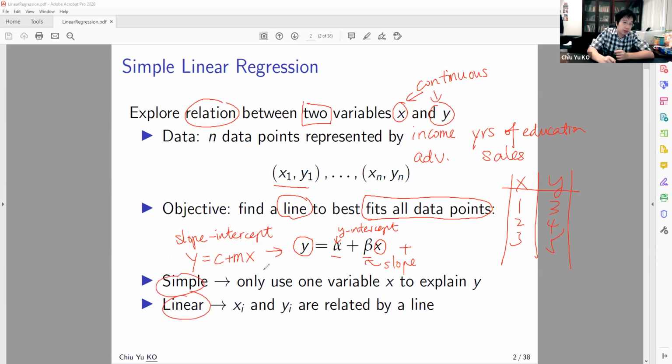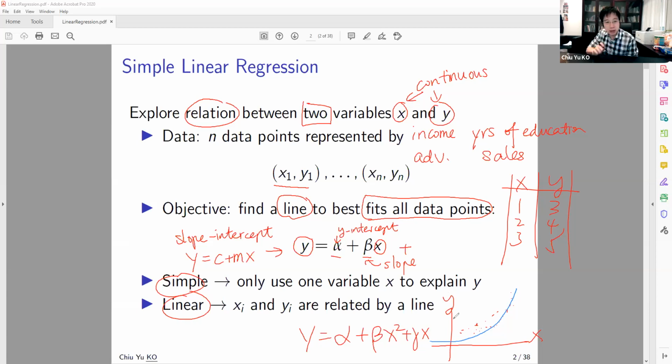And linear, we focus on them being related linearly. You draw a line. You don't fit a curve. And what's nonlinear? Suppose you have data like this, then probably you want to fit a nonlinear curve in this way. But here we focus on the linear one. Something like this is nonlinear.